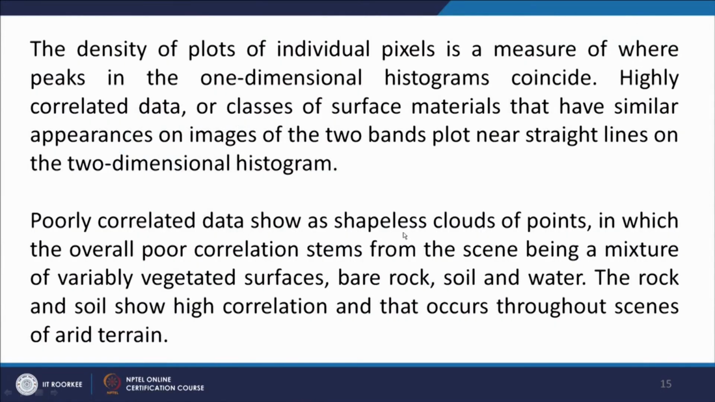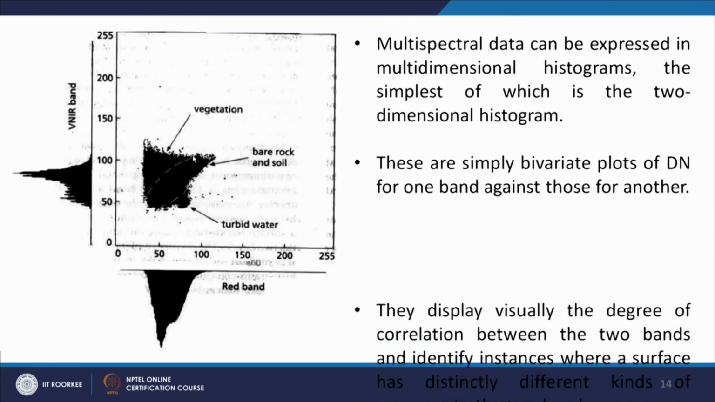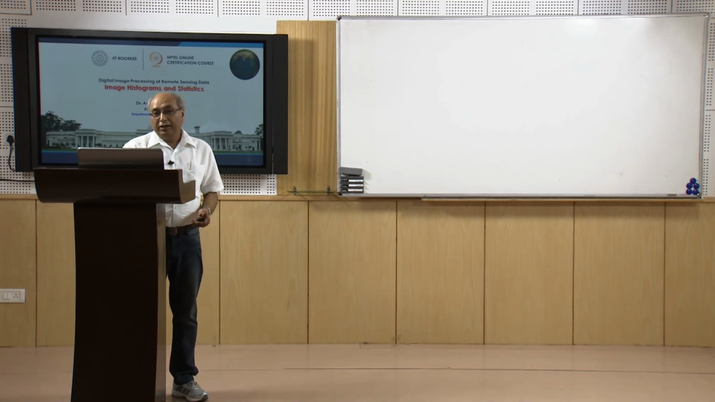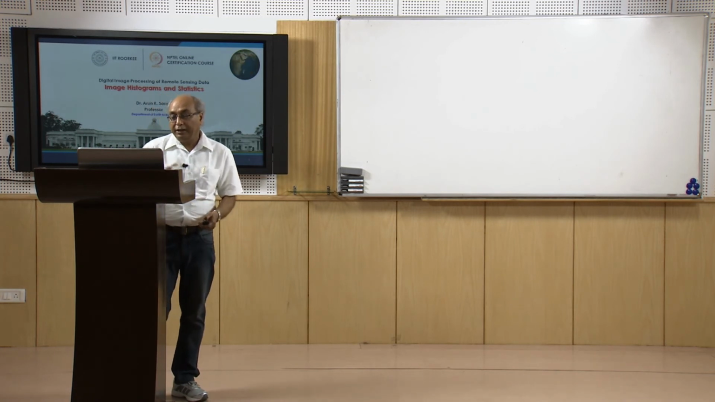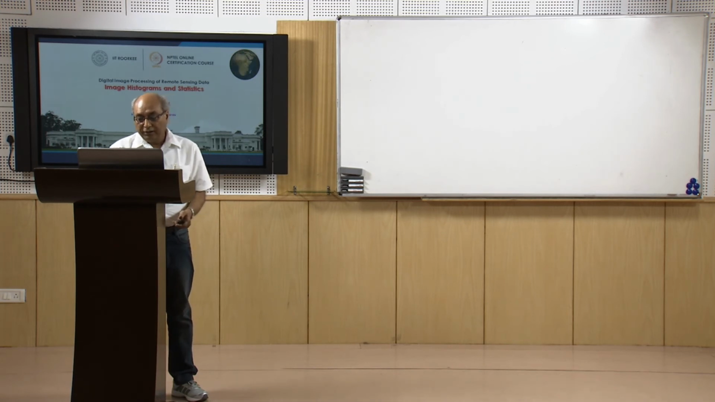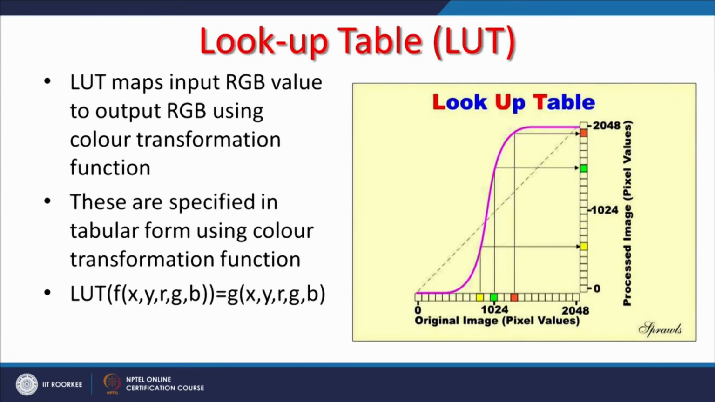Poorly correlated data show shapeless clouds of points, as you have seen in this particular example, where overall poor correlation stems from the scene being a mixture of variably vegetated surfaces, bare rocks, soils and water. When all kinds of such natural features are present within one image of different bands, you may get a shapeless cloud well distributed within this two-dimensional space. Rock and soil show high correlation, and that occurs throughout scenes of arid terrain.